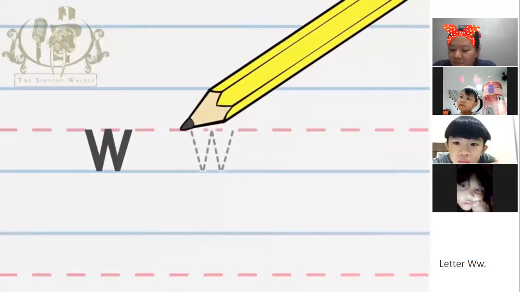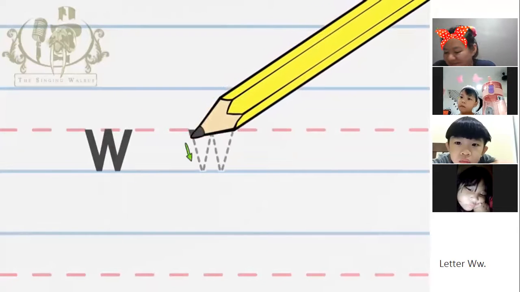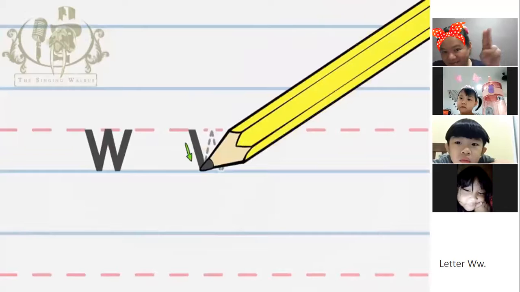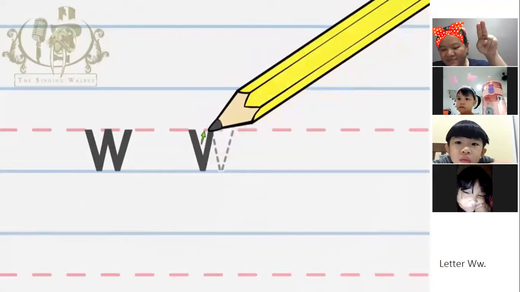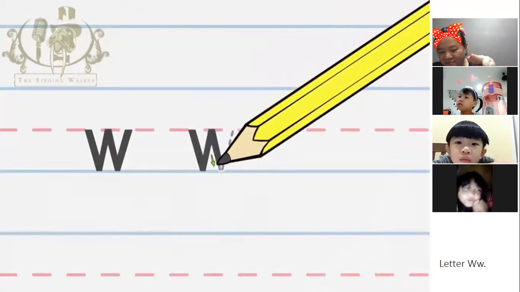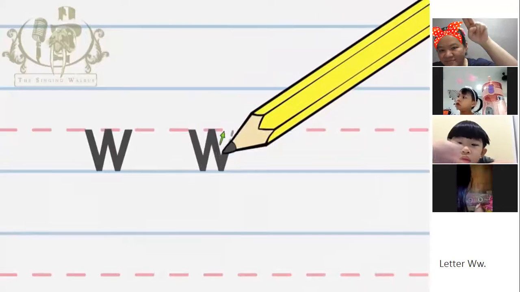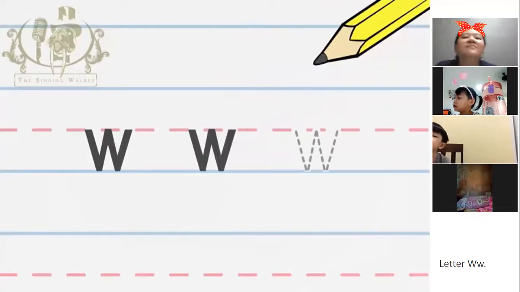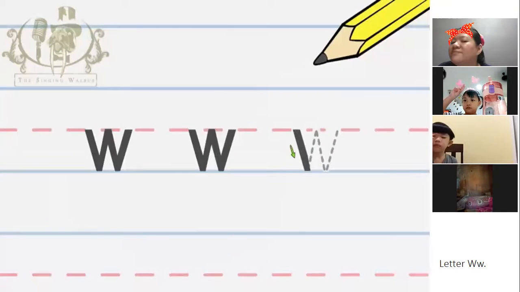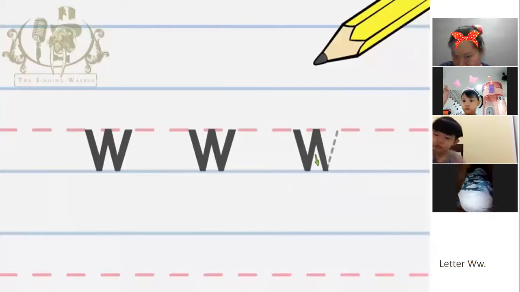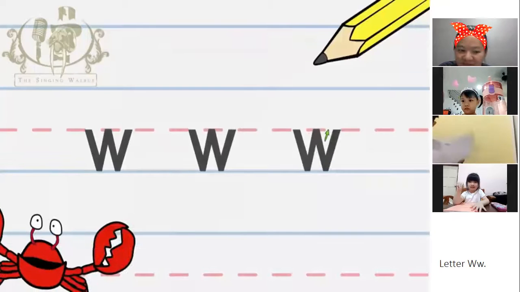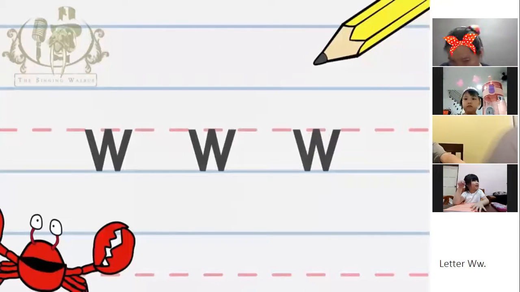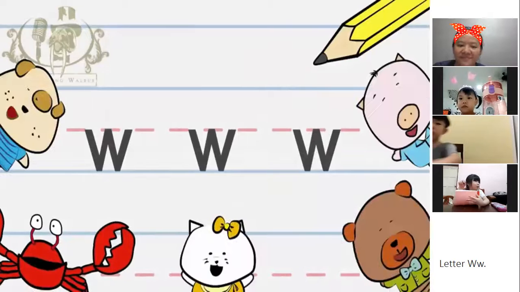Let's try it again. Down to the right, up to the right, down to the right, up to the right. Now you try. Now, check if you did it right. Well done! Now you know how to write the letter W.